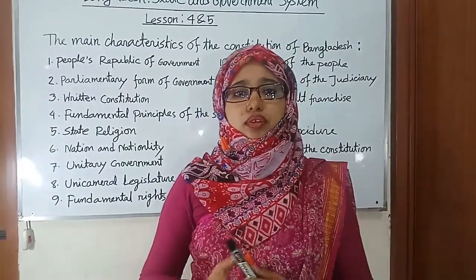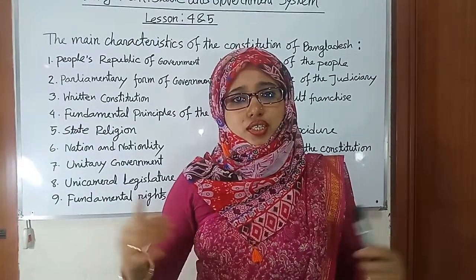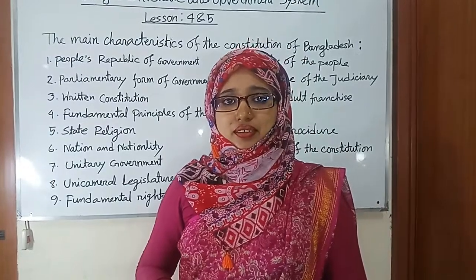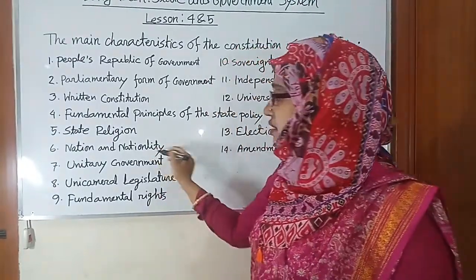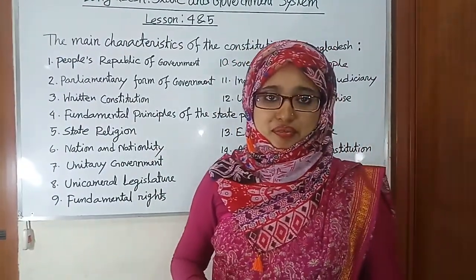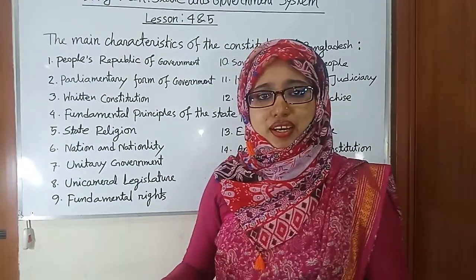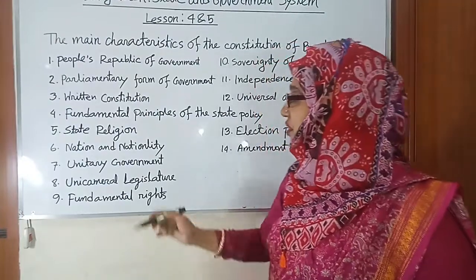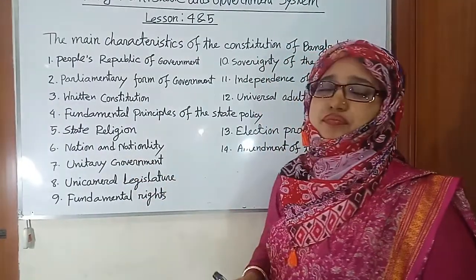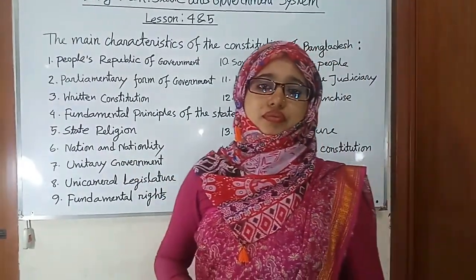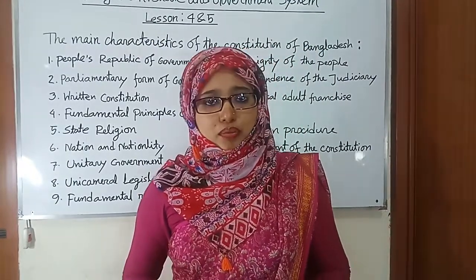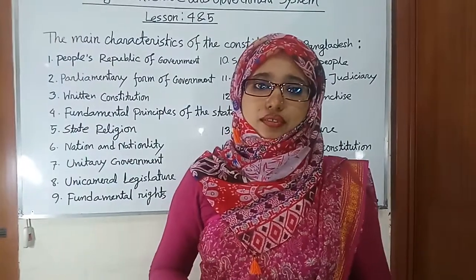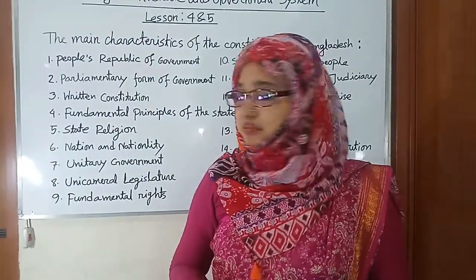All citizens of Bangladesh will be known as Bangladeshi. That means according to nationality, we are Bangladeshi. According to nation, we are Bengali. According to nationality, we are Bangladeshi. Number 7. Unitary government. In our constitution, it is written that our government will be a unitary government. That means one center to run the country.